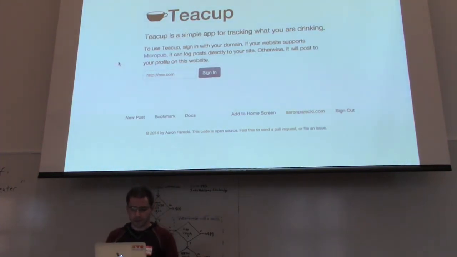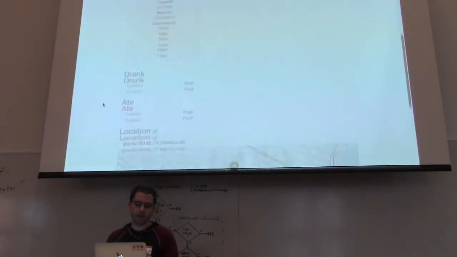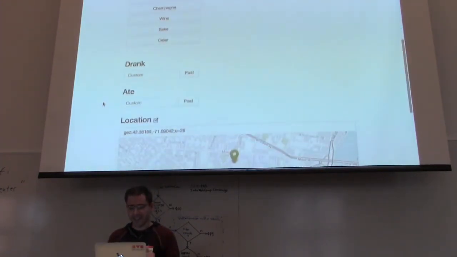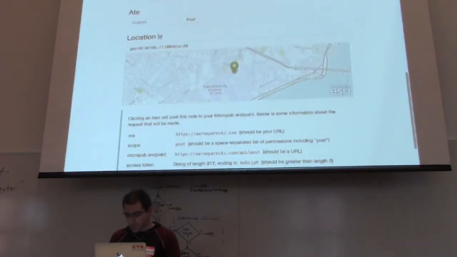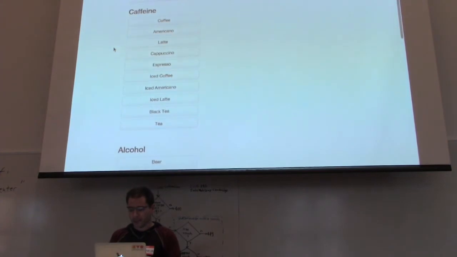So Teacup is slightly different. I'm going to show you the flow that I see when I use it first. I sign in, it does a normal IndieAuth flow, and when I'm signed in, I see this list, which has a pre-filled set of choices of caffeine and alcohol. That's all I drink. And then there are custom fields for adding other things that you drink or eat. It also does browser geolocation, so I found where we are here.